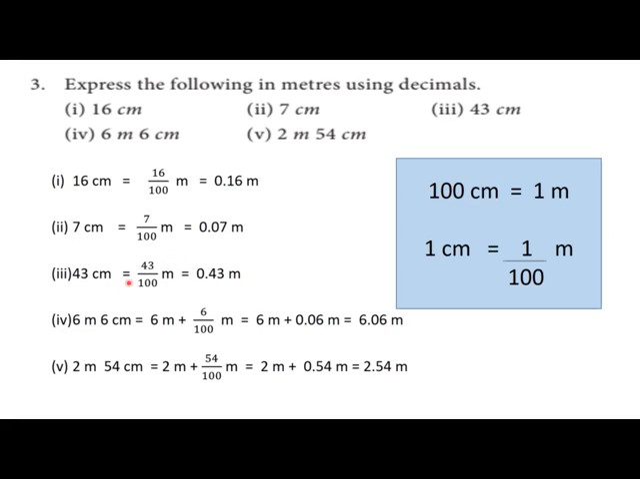Next one is 43 centimeter. 43 centimeter will be 43 by 100 meter. So 2 zeros, you have to move the decimal for 2 places. So 1, 2, 0.43 meter.